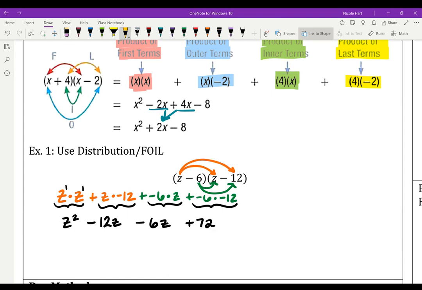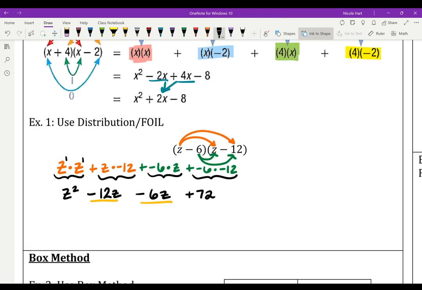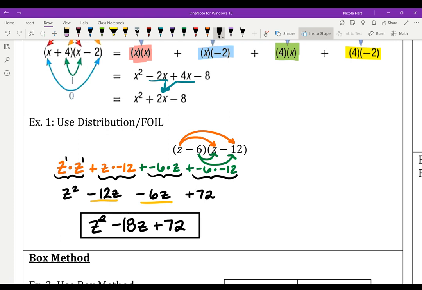Now we want to combine any like terms that we have. I do see I have a negative 12z and a negative 6z. Those have the same terms. They both have a z with an exponent of 1. So we're going to combine their front numbers, negative 12 plus negative 6, or negative 12 minus 6. And we get negative 18z. So our final answer is z squared minus 18z plus 72. So that is using the distributive method or FOIL, however you prefer to call that.